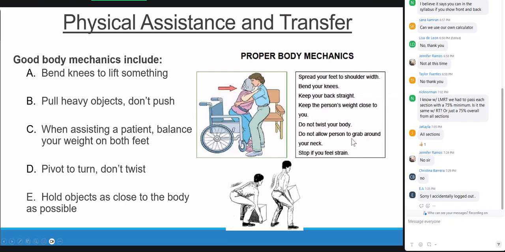Don't allow the patient to grab you around your neck. And very, very importantly, listen to your body. Stop if you feel a strain. Return the object, return the patient from whence they came. Do not try to continue if you feel a strain, because back injuries are very, very difficult to recover from. Neck injuries too.